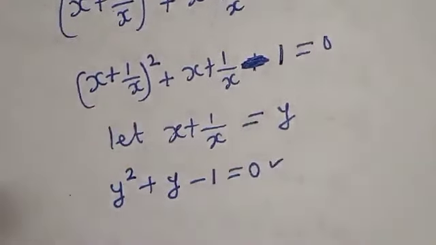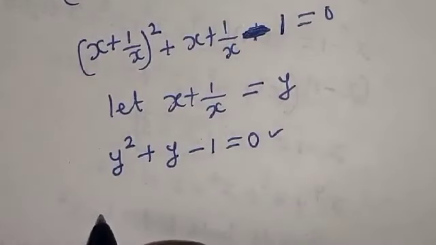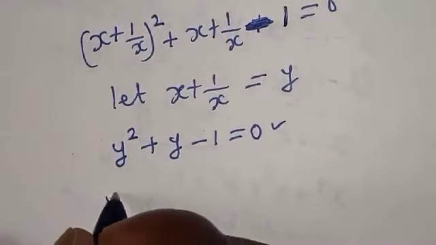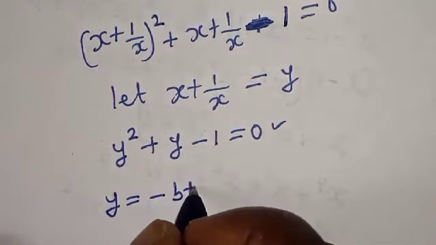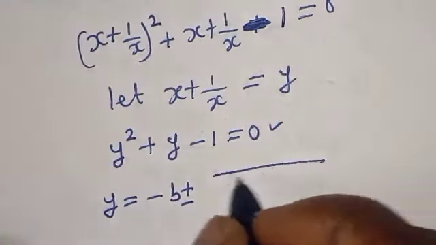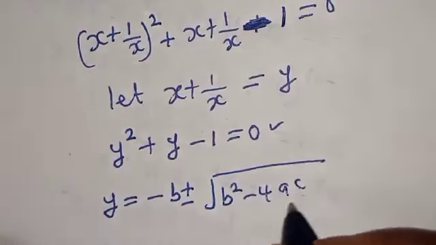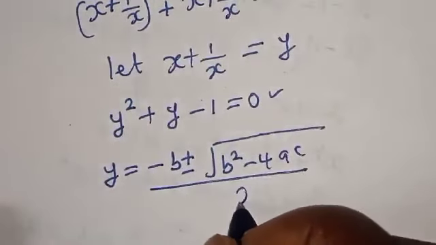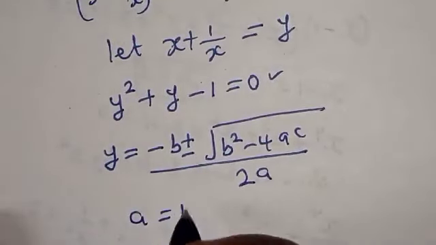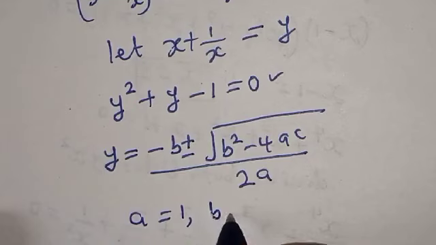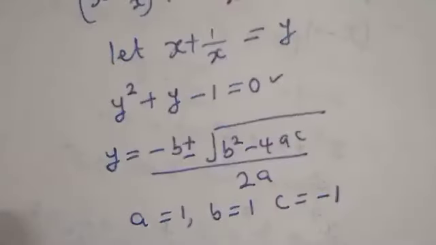This is a quadratic equation which can be solved using the quadratic general formula. And the quadratic general formula is giving us y is equal to minus b plus or minus square root of b squared minus 4ac over 2a. Then a is equal to 1 from this equation, b is equal to 1, and c is equal to minus 1.